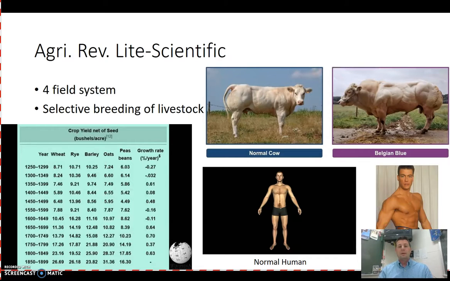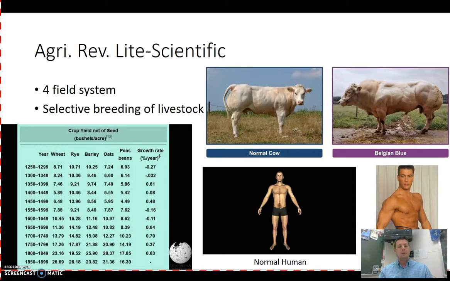In addition, you're going to be able to have more of them. Instead of just letting nature run its course, you're going to select which genes move forward. Here we have, as my stupid little joke, a normal human, and then a Belgian in blue. That is Jean-Claude Van Damme, aka the muscles from Brussels.